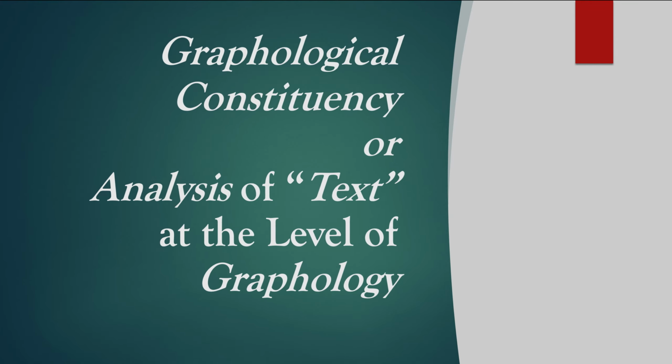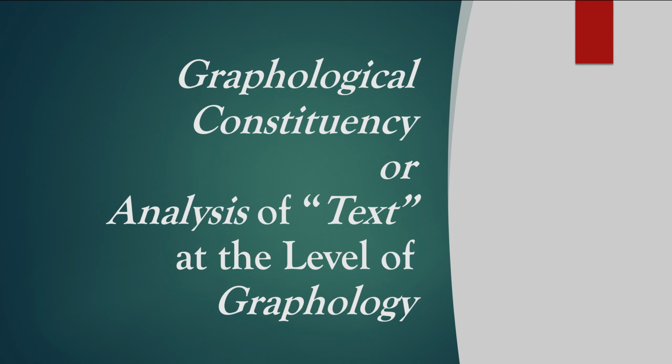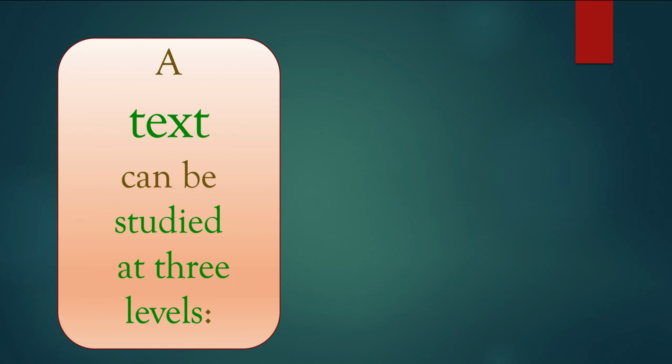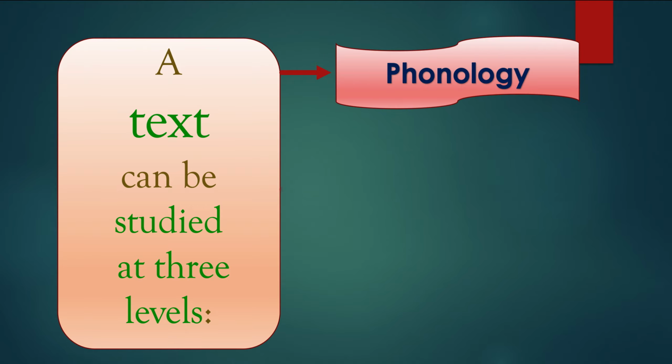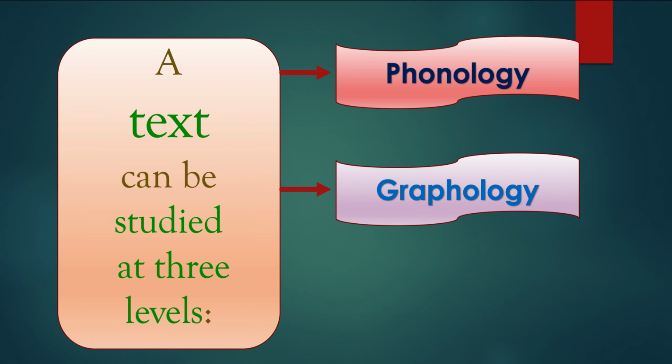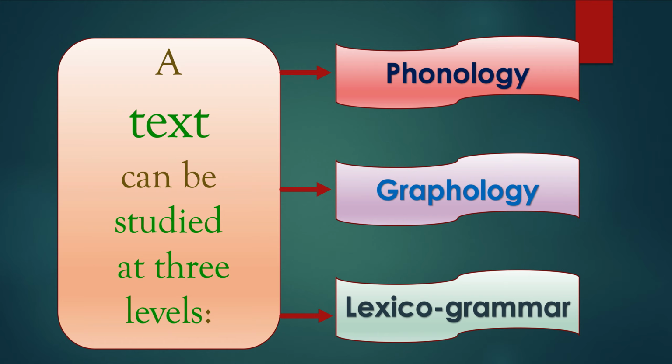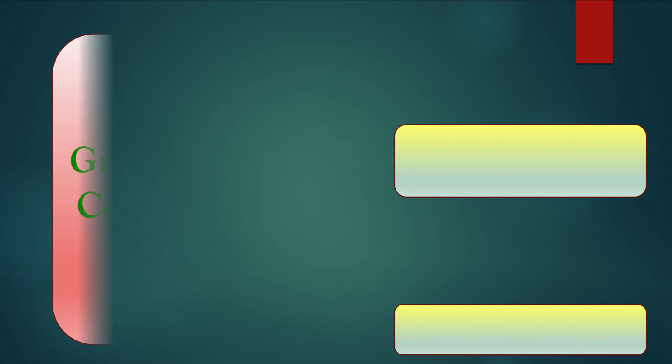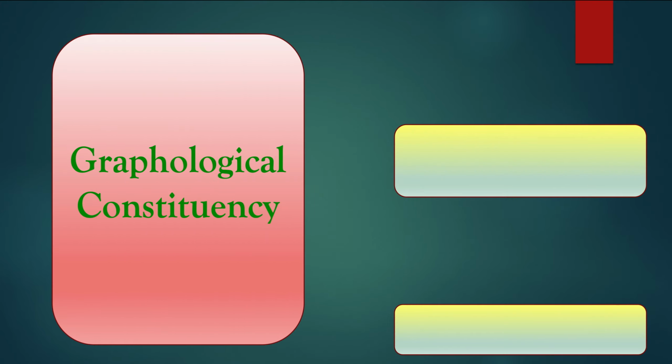Hello and welcome to the latest topic of graphological constituency, or analysis of text at the level of graphology. A text can be studied at three levels. The first is phonology, second is graphology, third is lexicogrammar. Now we are going to talk about graphological constituency.